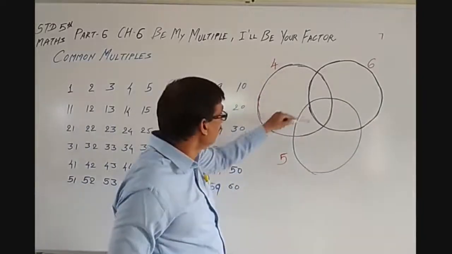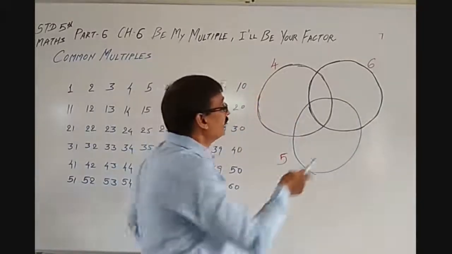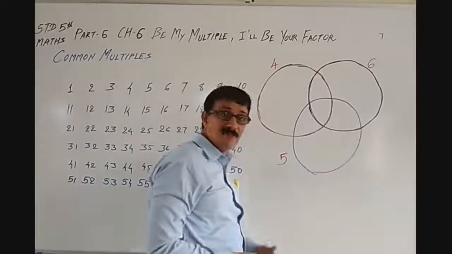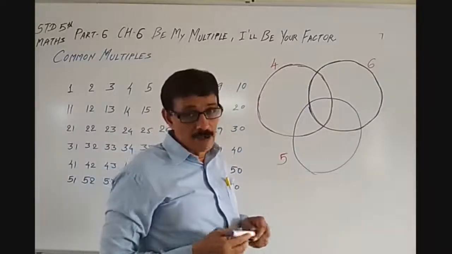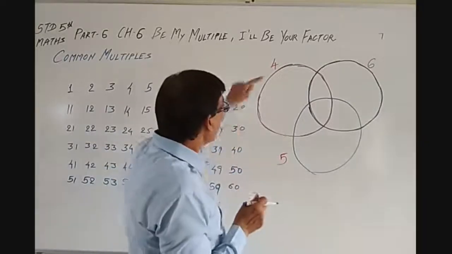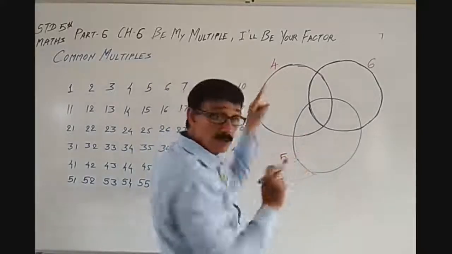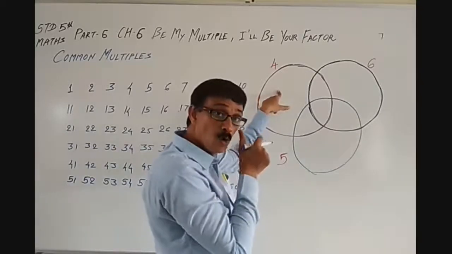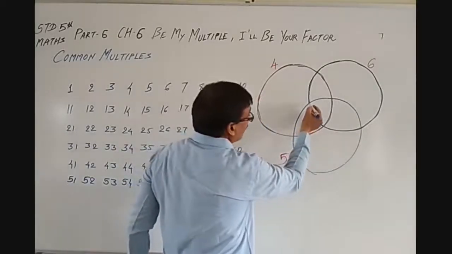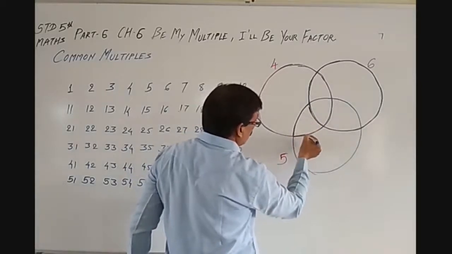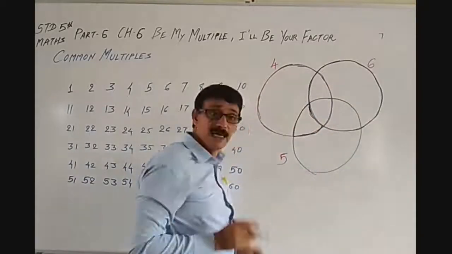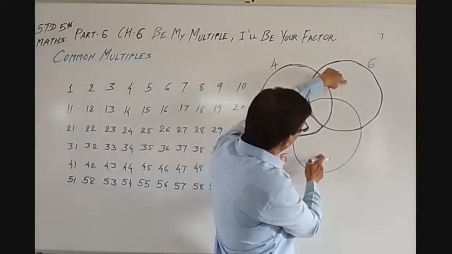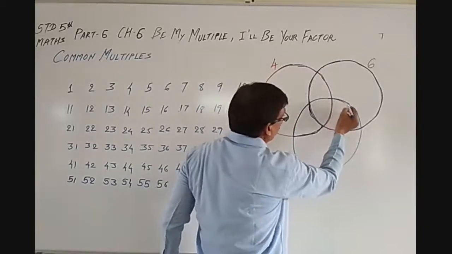See, in this circle we will write the multiples of 4. In this circle, we will write the multiples of 6, and in this circle, we will write the multiples of 5. But if some multiples are common to 4 and 5, we will write them in this portion. Okay? And if the multiples are common to 6 and 5, then we should write those multiples into this part.